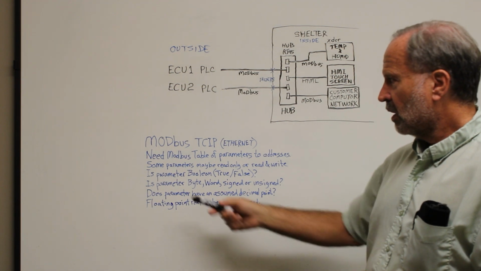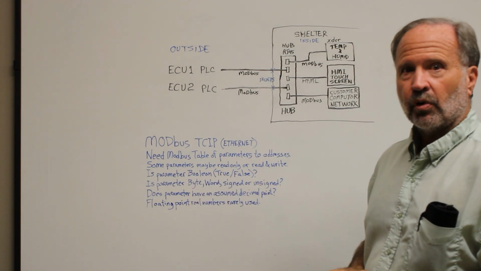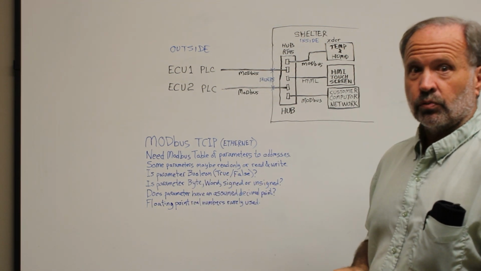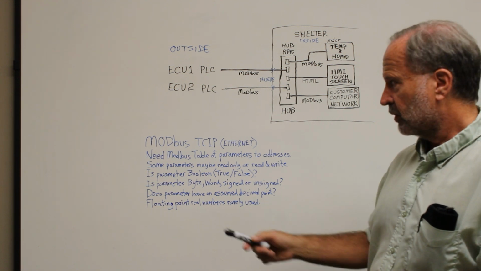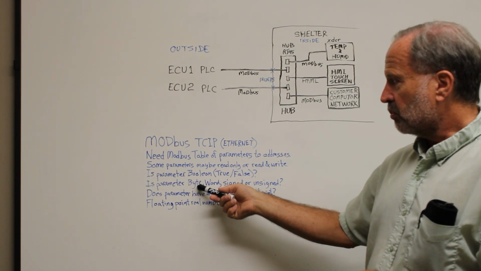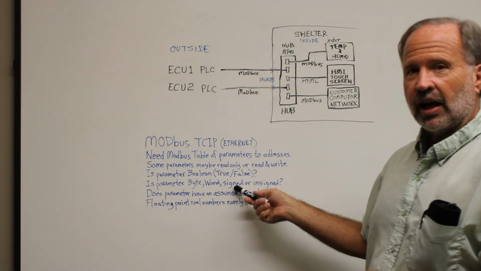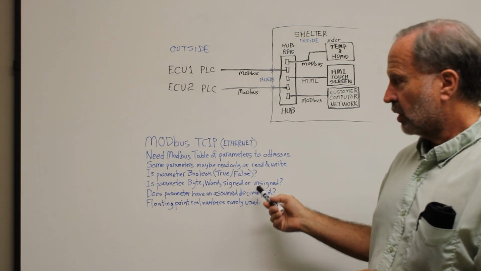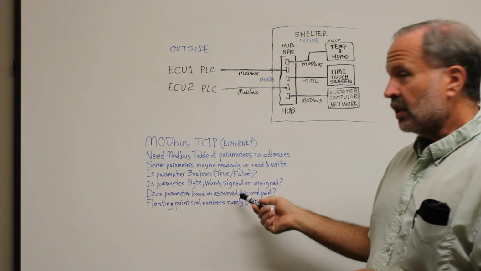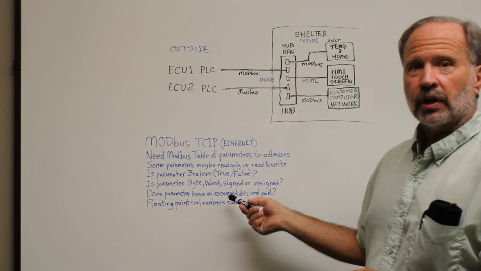The other thing you need to know is, is the parameter a Boolean variable, just 1 or 0? Is it true or false? Is the parameter 8 bits, or a byte? Is it 16 bits, to make a word? Is it a signed number or an unsigned number? You also need to know, is there perhaps an assumed decimal point?